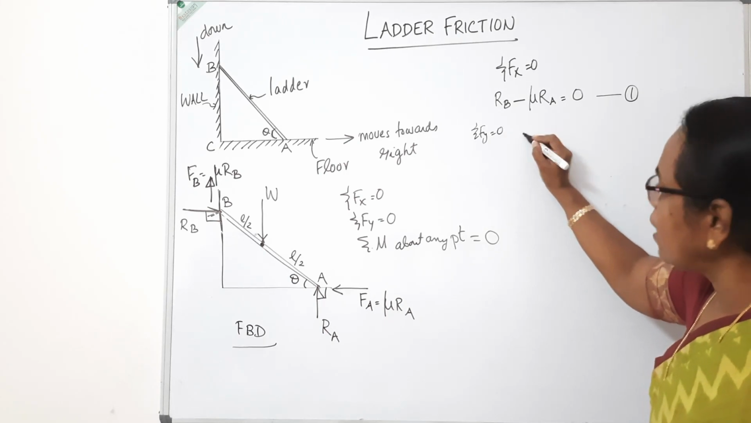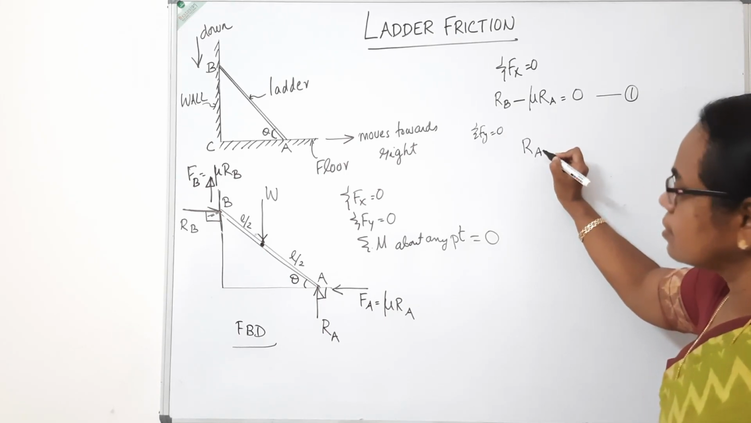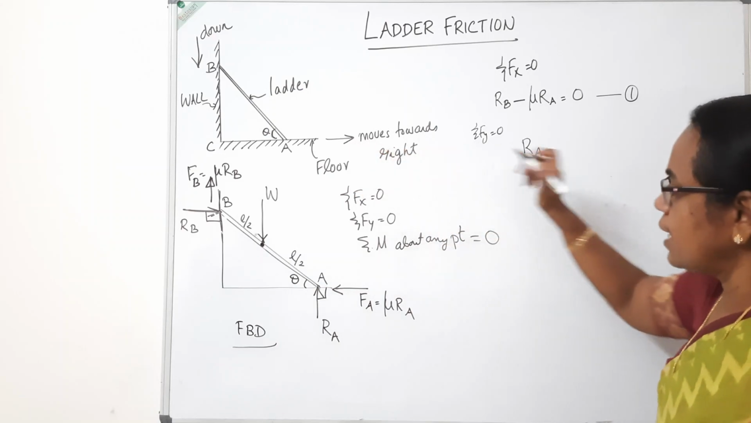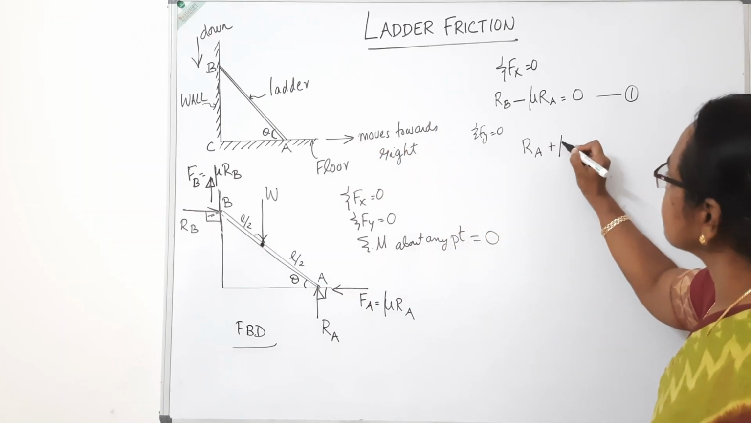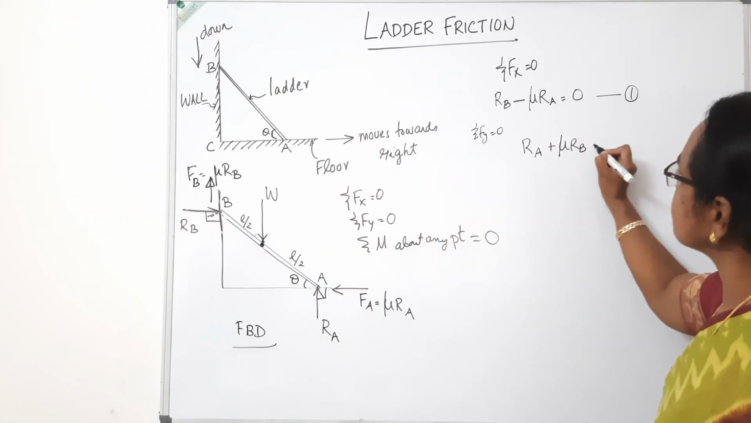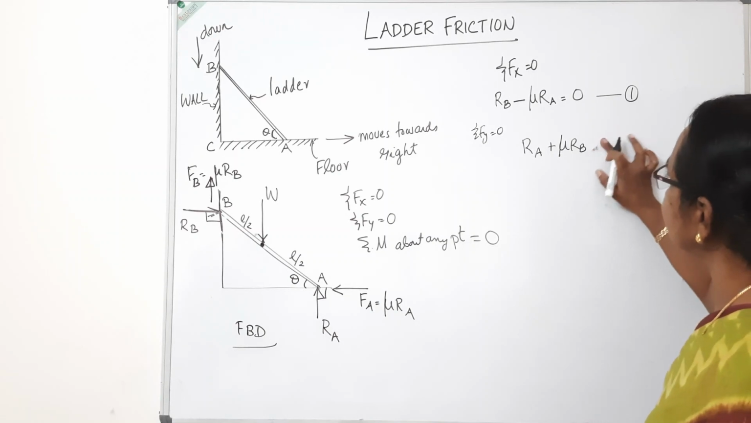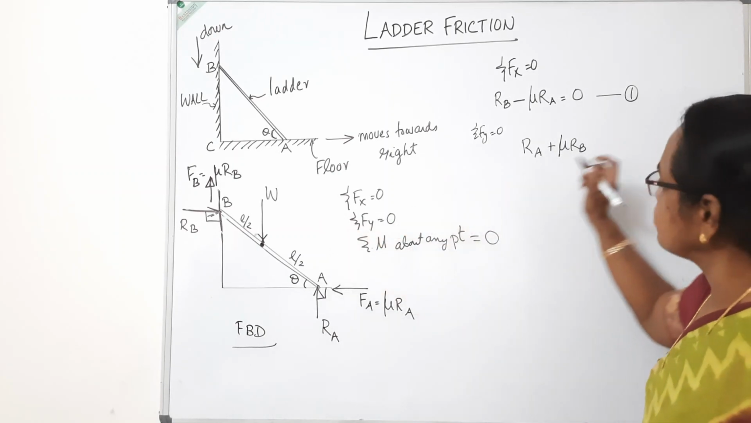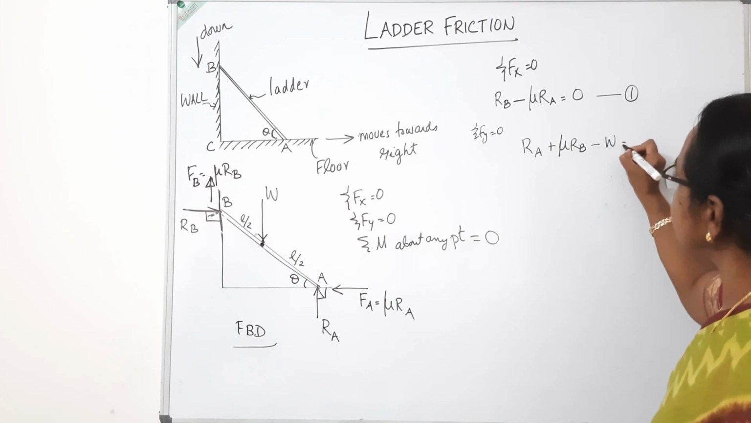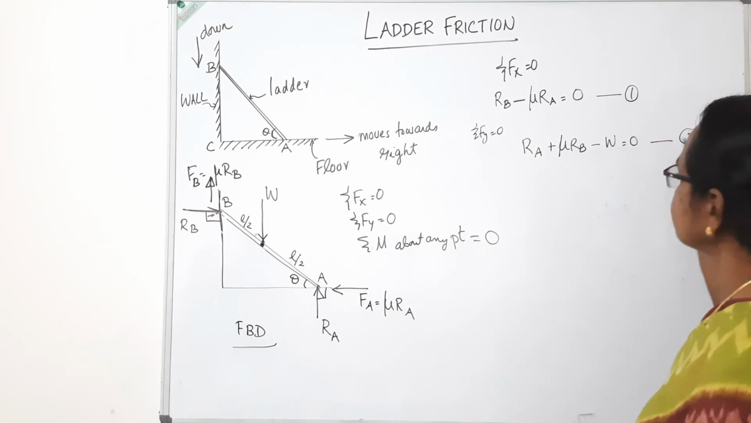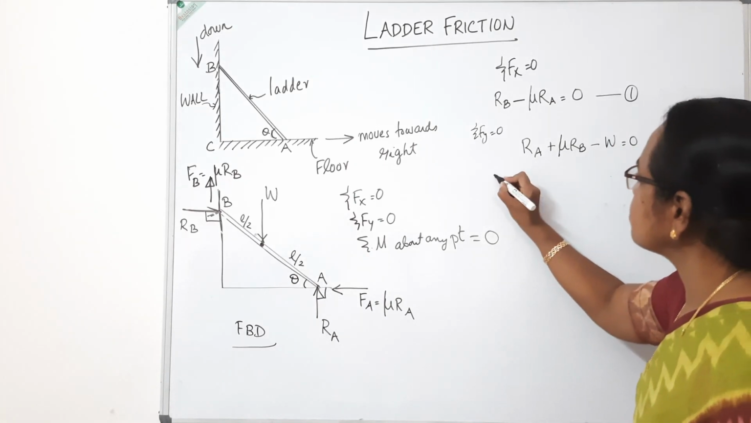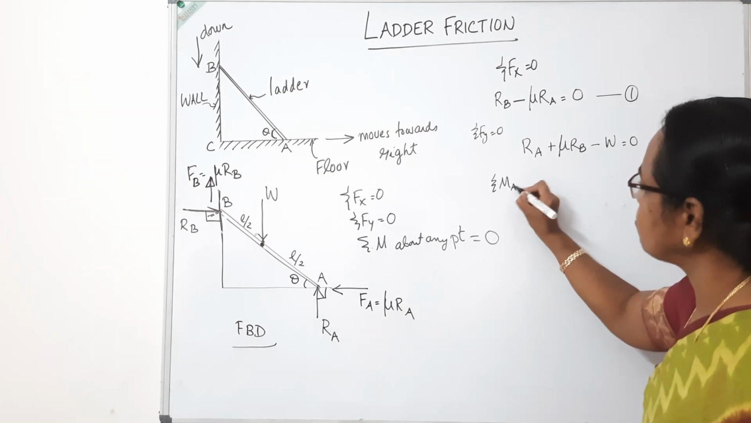That will be RA acting upwards, mu RB acting upwards, RA plus mu RB is equal to W. Then one more force, W: RA plus mu RB minus W is equal to 0. That is the second equation.